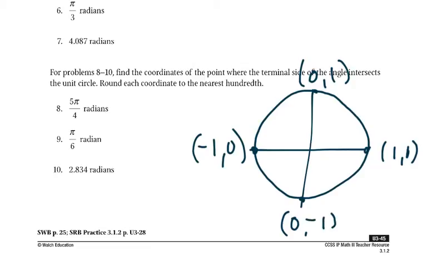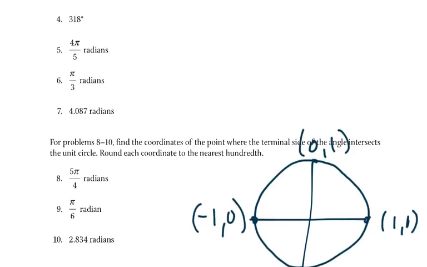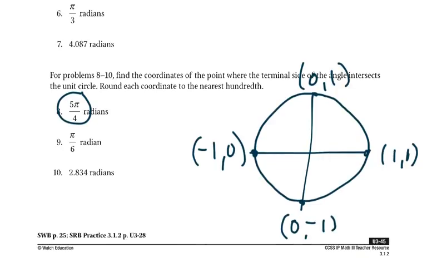So now, if we take this and graph 5 pi over 4, 1, 2, 3, 4, 5. So 5 pi over 4 would start right here. The angle would come around till it got to there. With that angle, 5 pi over 4, it wants to know what this point would be.